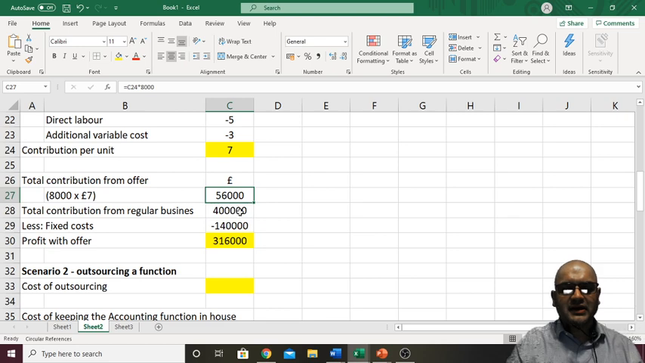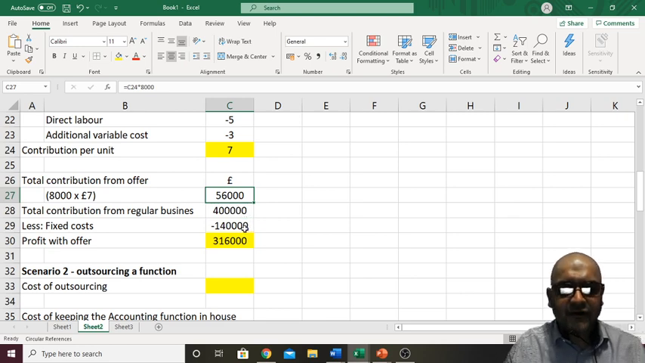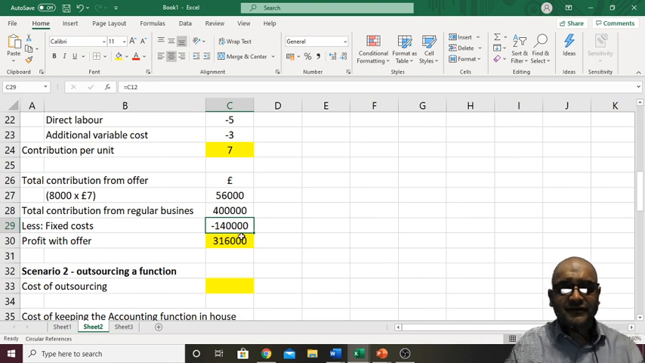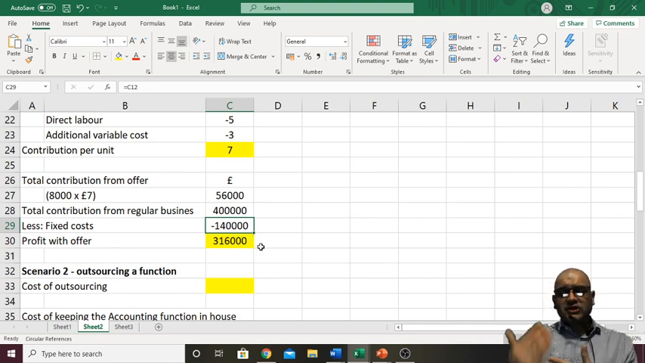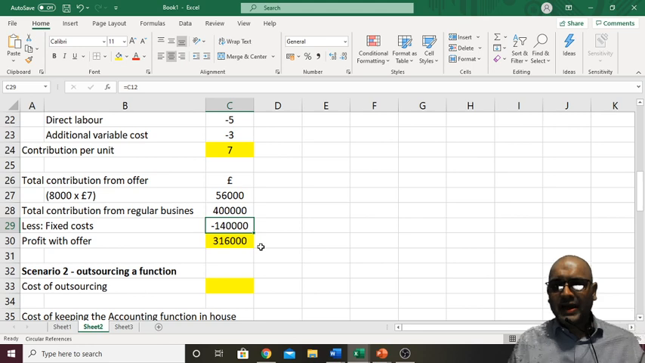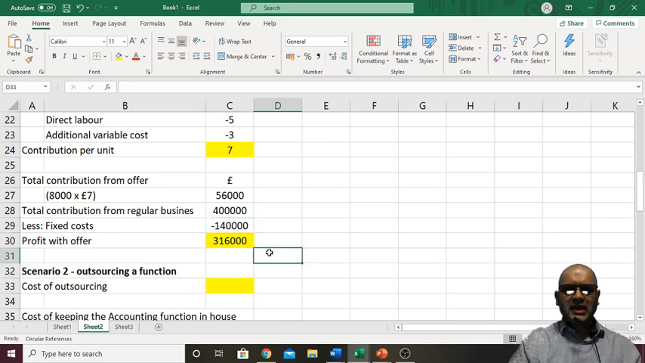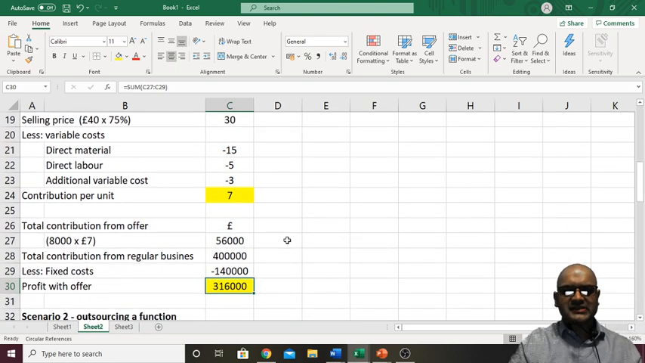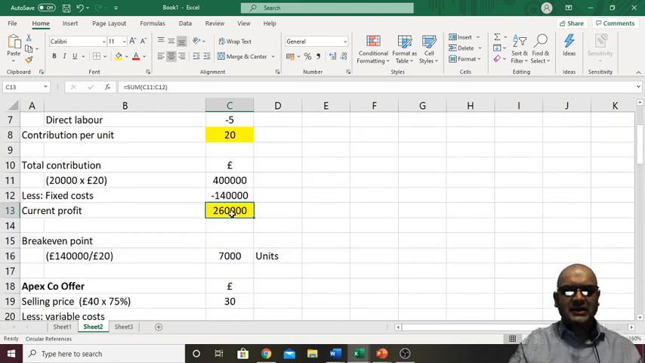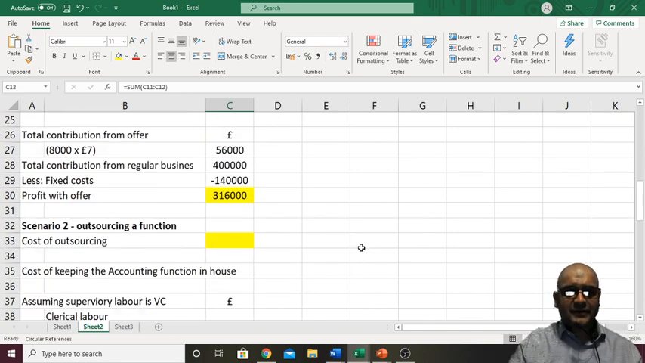So altogether it's 456,000. Our fixed costs are not going to change. They're going to remain fixed at 140,000. Even if because of the order we had to rent an extra machine and the fixed costs go up, they're not going to go up hugely, and still we will be making profit. So profit with the offer is clearly 316,000, clearly higher than the current profit of 260. So we should accept the offer.